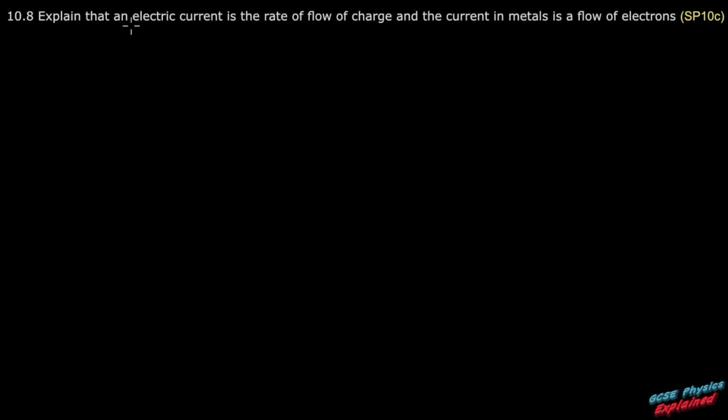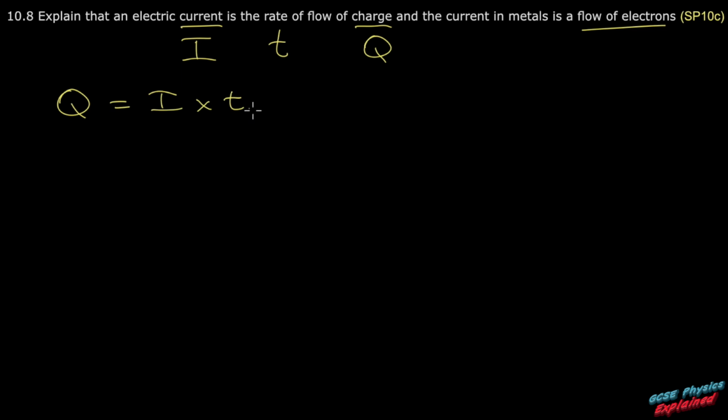Number 8. Explain that an electric current is the rate of flow of charge and the current in metals is a flow of electrons. So there's an equation. Q is for charge, I is for current, and when you're talking about the rate, that's time. So I always think to charge your mobile phone, you need to put a current into your phone for a certain amount of time. Now all they've done is they've rearranged it so that the current is how much charge you've got per time, so per second, which is what we call the rate.